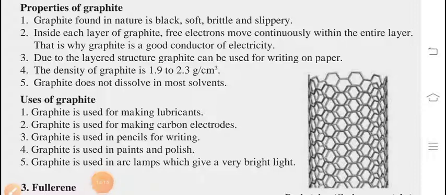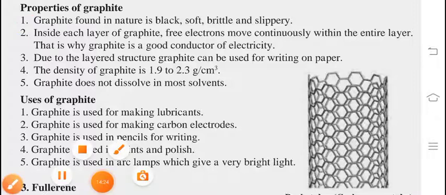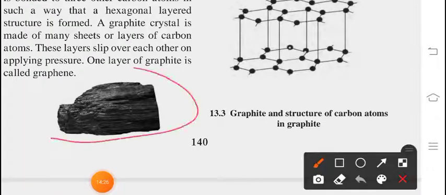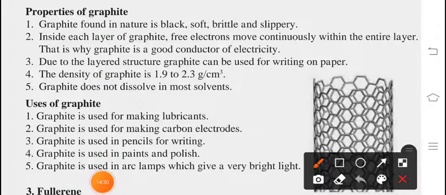Properties of graphite. Graphite found in nature is black, soft, brittle and slippery. This is graphite, blackish color. Inside each layer of graphite, free electrons move continuously within the entire layer. That is why graphite is a good conductor of electricity.